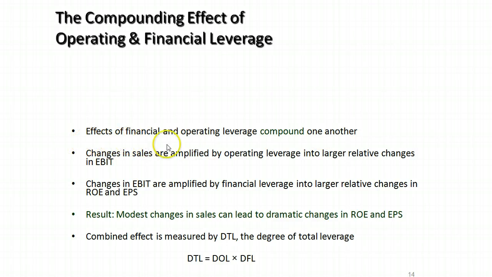The effects of financial and operating leverage can compound one another, and in fact we can put these things together. So the degree of total leverage is the degree of operating leverage multiplied by the degree of financial leverage. And make a note of that because you'll have to do that in the homework.